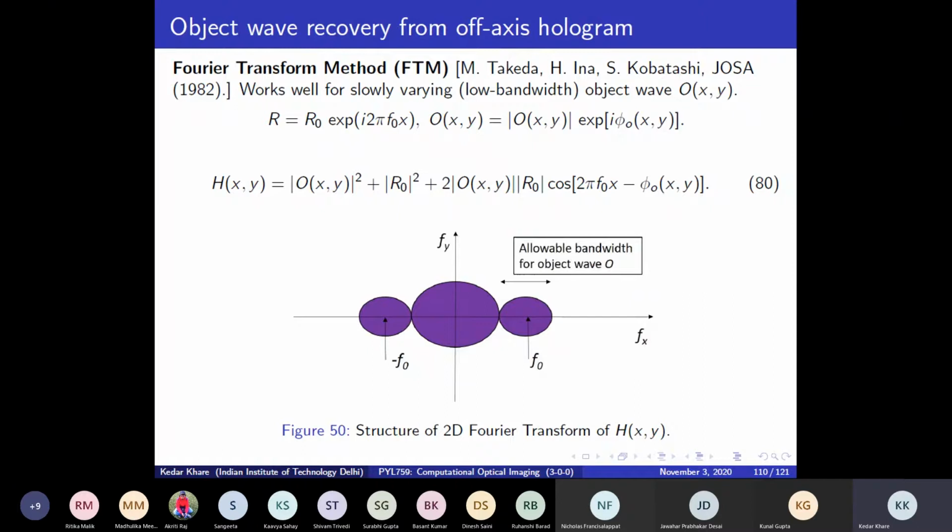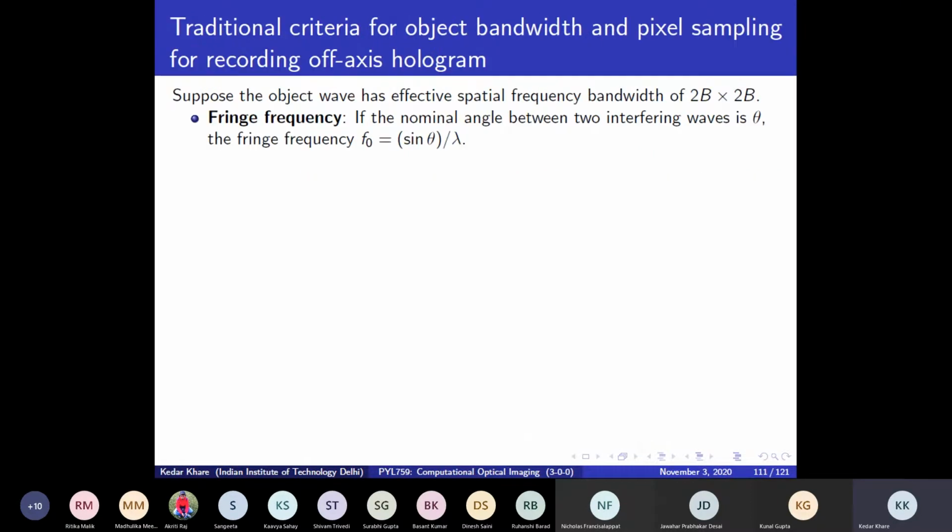And so we have to discuss, before going further, a few sampling criteria so that we understand whether your hologram has been sampled correctly on the camera sensor. So I'm going to discuss a few things here. First of all, we will assume that our object wave has an effective spatial frequency bandwidth of 2b by 2b in frequency space.